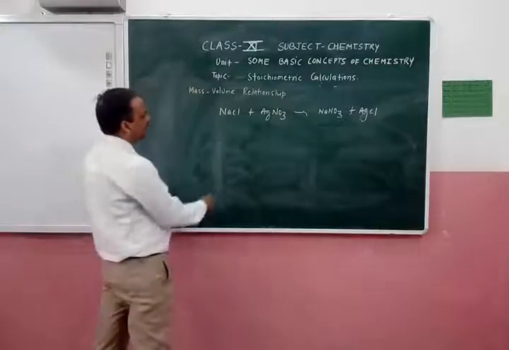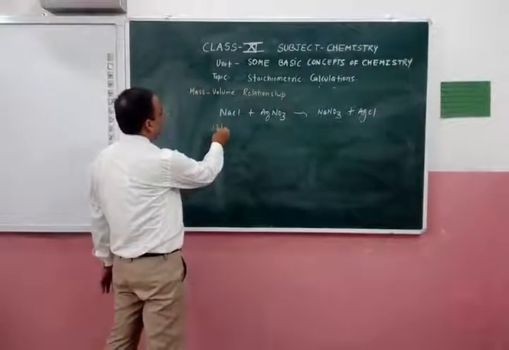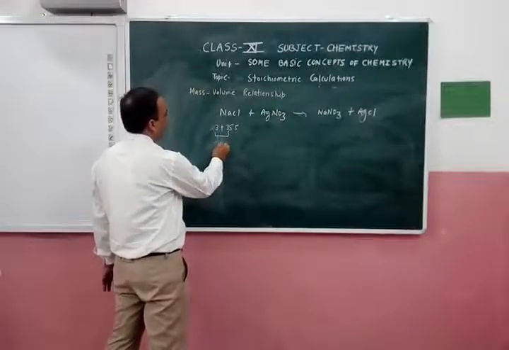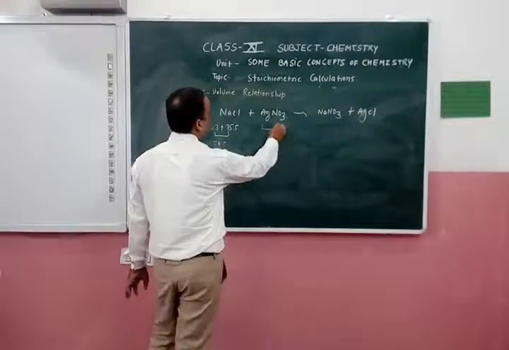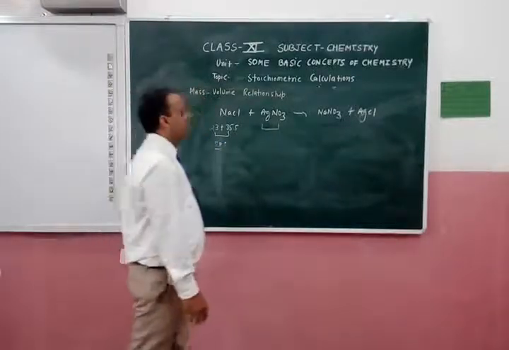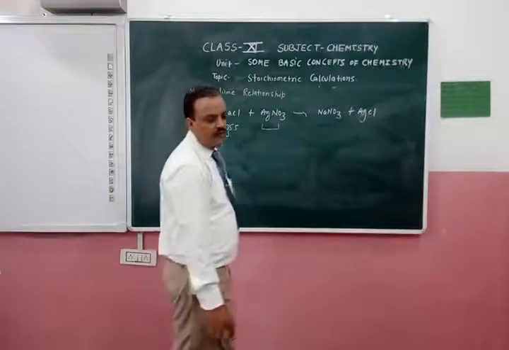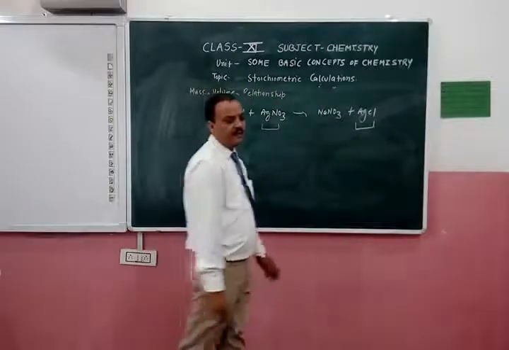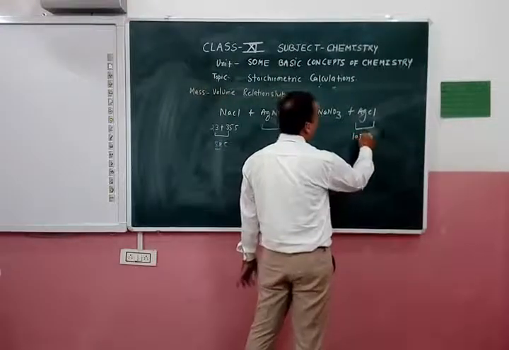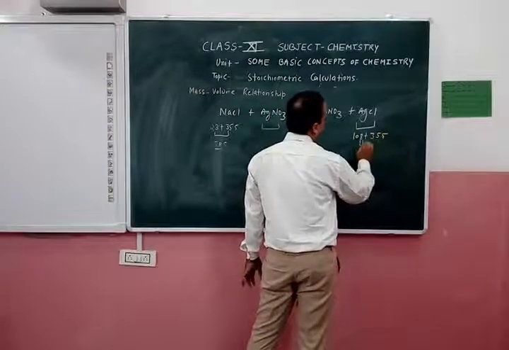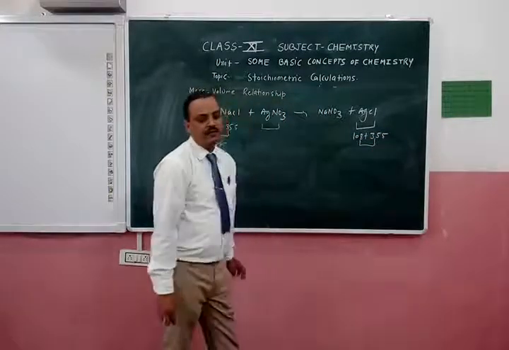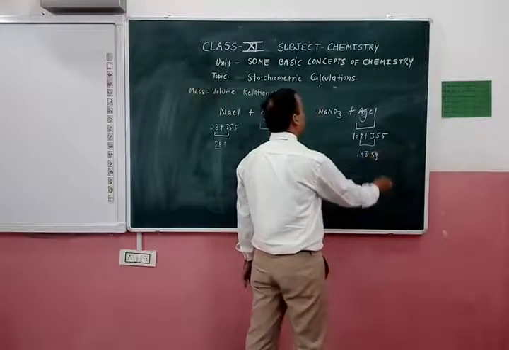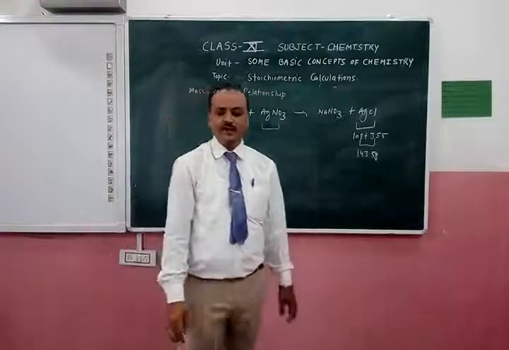What information is this equation providing us? 23 plus 35.5 is the molecular mass, 58.5 for NaCl. In case of silver nitrate, there is no requirement of this. In case of AgCl, we have 108 plus 35.5, so the total of this is 143.5 gram of AgCl.